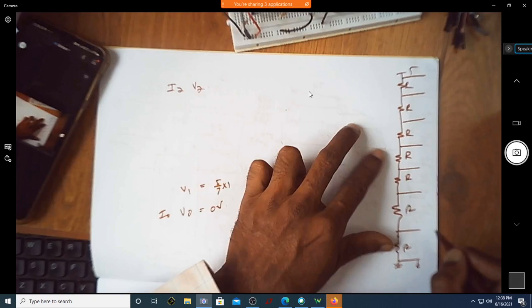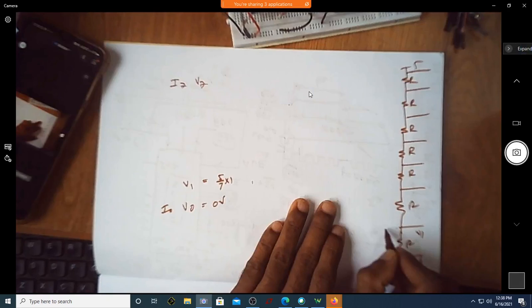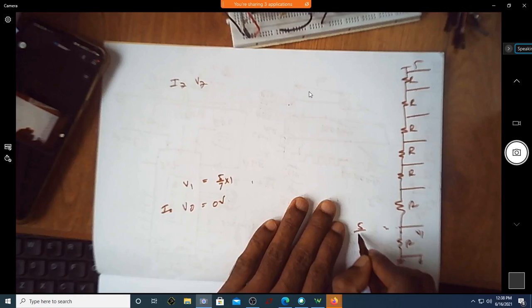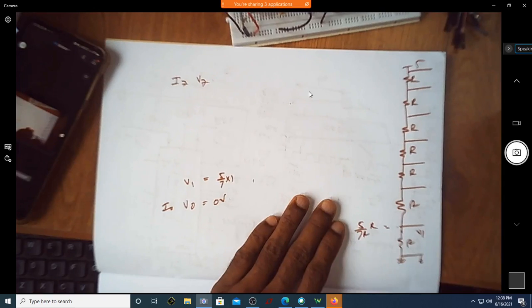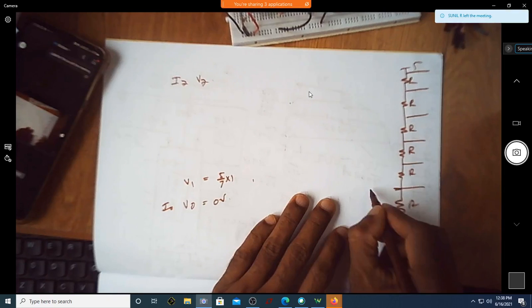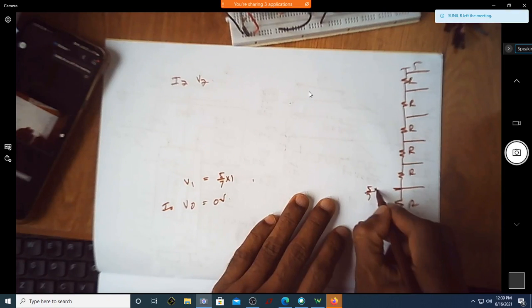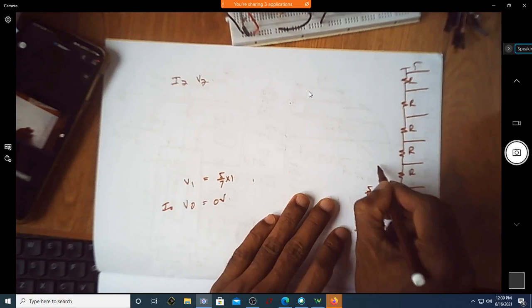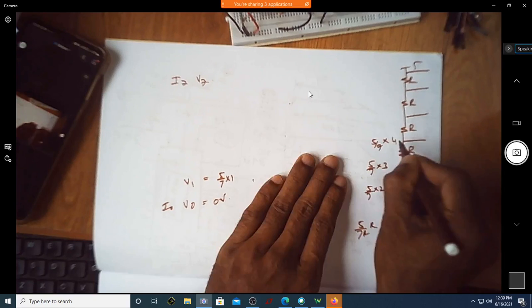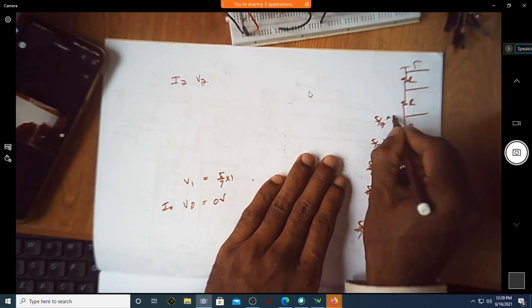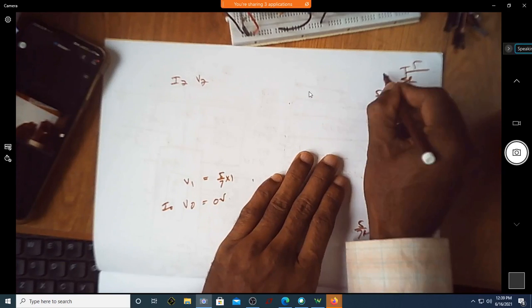So what is the voltage here? Is this actually 5 by 7 into R by R? Correct? How much is the voltage here? Is it 5 by 7 into 2? Is it 5 by 7 into 3? Is it 5 by 7 into 4? Is it 5 by 7 into 5? Is it 5 by 7 into 6? Is it 5?